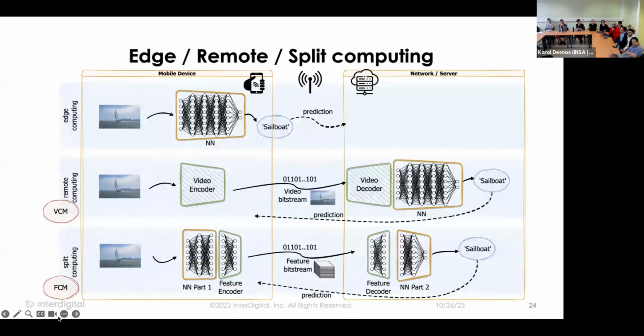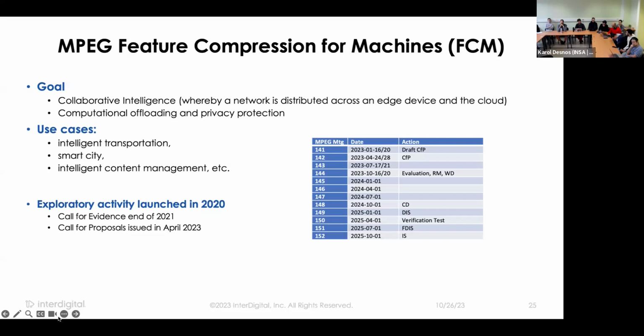Okay, so now just going back to this slide to make sure everything is right with the pipelines. I focused on this one and going to talk about this one now. So the FCM, feature coding for machines. The use cases are the same. It's just the pipeline that is different. We're just thinking, okay, maybe we can extract features, transmit those features more efficiently, and perform the second part of the task. It's very recent.